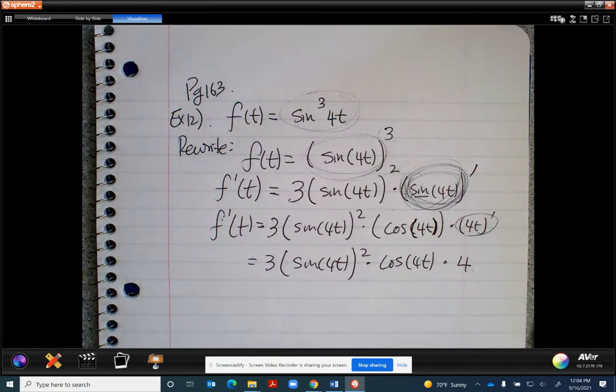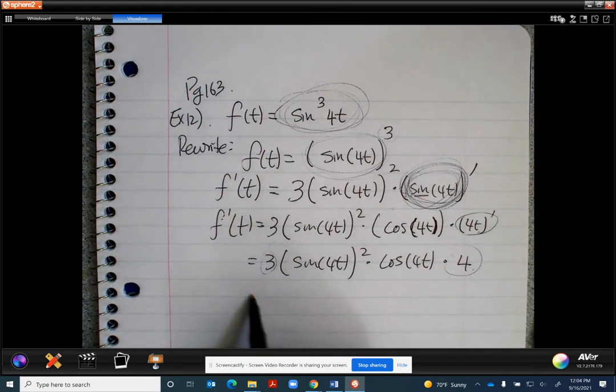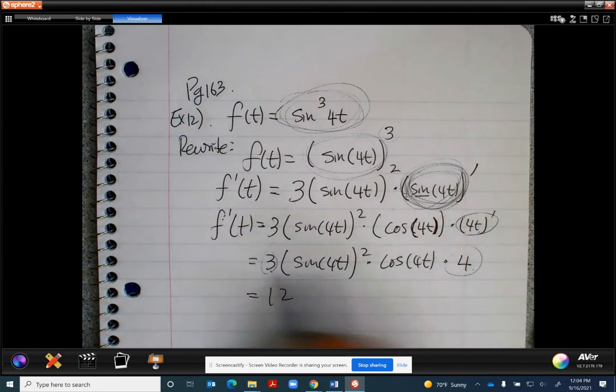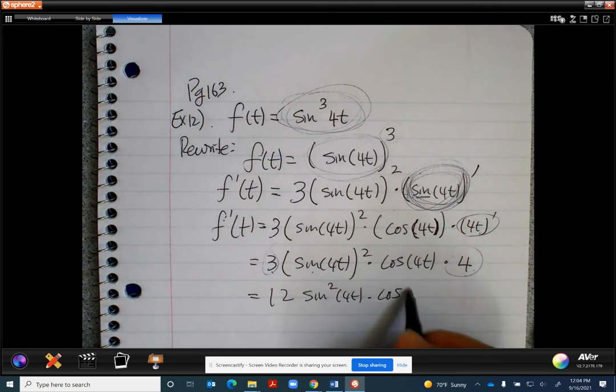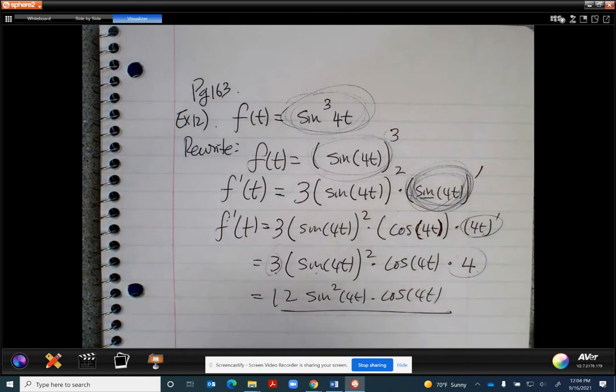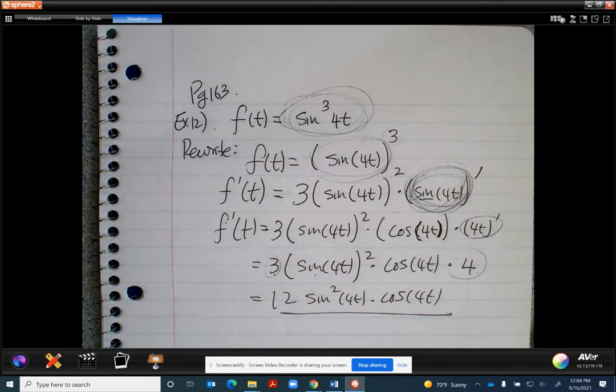So you want to organize this again. You want to go back to this form. How do I rewrite this in this form? We have 4 times 3, that will give you 12. 4 times 3, 3 times 4, 12. This is sine squared 4t times cosine 4t. That's your derivative.